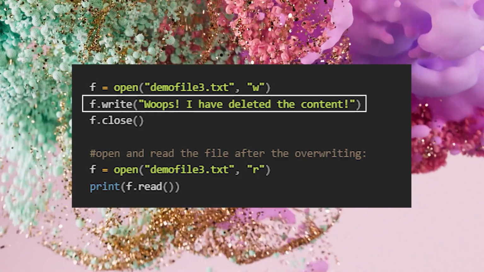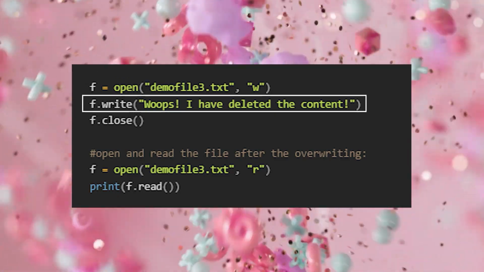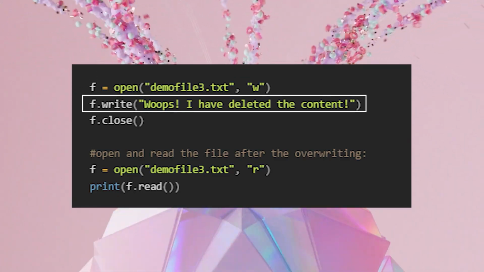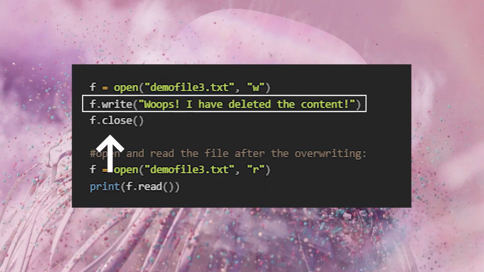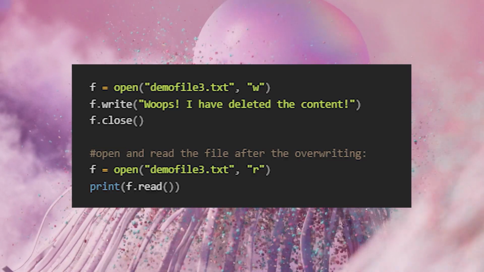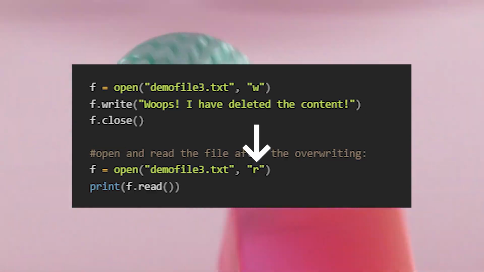Use the variable name followed by a dot and call the write function. Inside the parentheses, place the text you want to append. Don't forget to close the file when you're done. This allows us to reopen it in read mode without any errors.